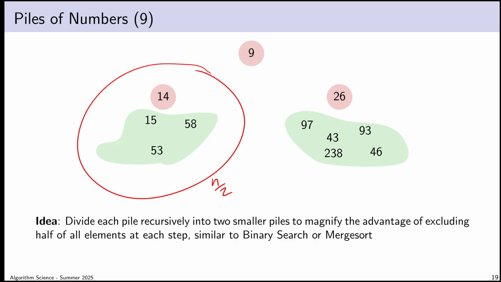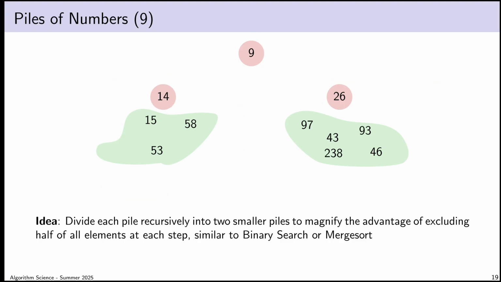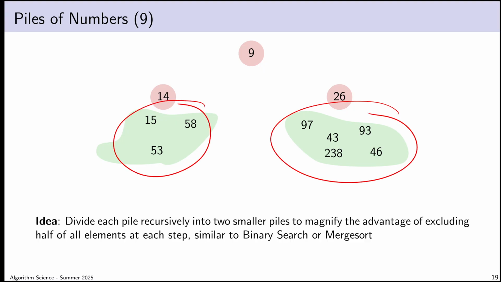So instead of just having literally 2 piles and keeping track of the 3 minimum values, why don't I have piles all the way down? I'll recursively subdivide each of the piles into smaller and smaller piles to try and leverage that benefit further and further. Okay, I think I've got the basic idea behind a data structure here.